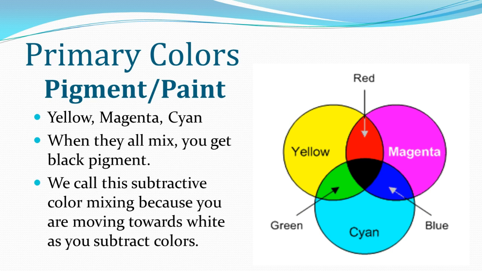We call this subtractive color mixing because you're moving towards white as you subtract colors. If I started with all three colors together, I would have black. If I could remove magenta, I'd have just yellow and cyan. I would now have green ink or paint. If I could remove the cyan, I would now have yellow paint. If I removed that, I would have nothing. I'd have white, absolutely nothing. So as I subtract those, I move away from black into light.